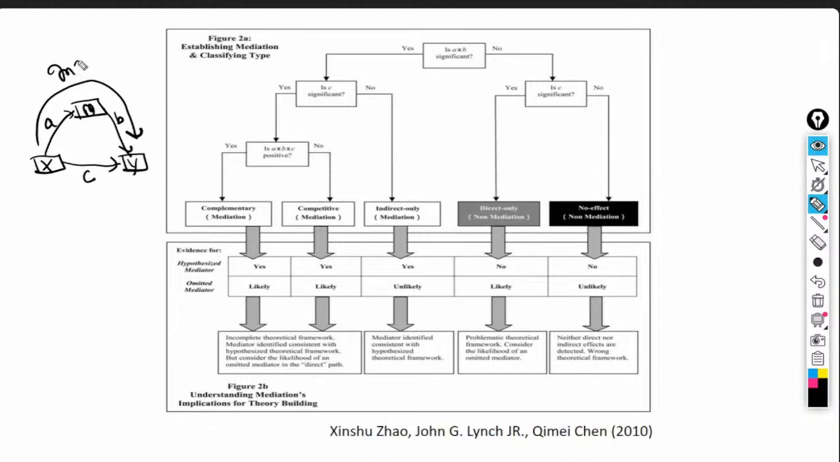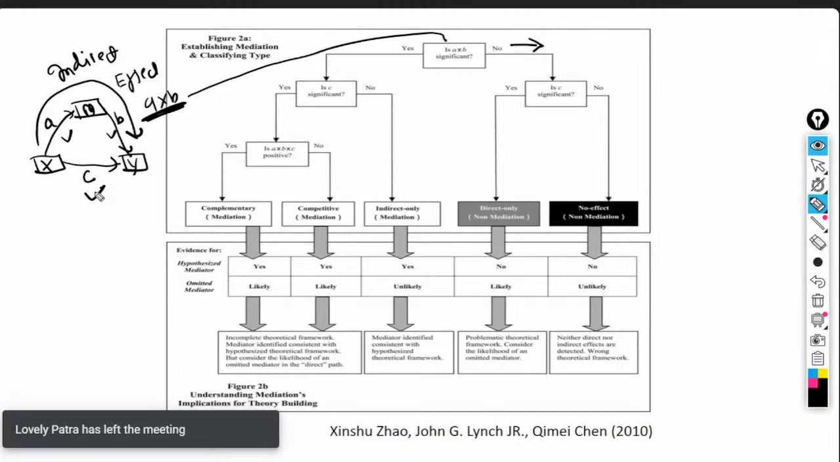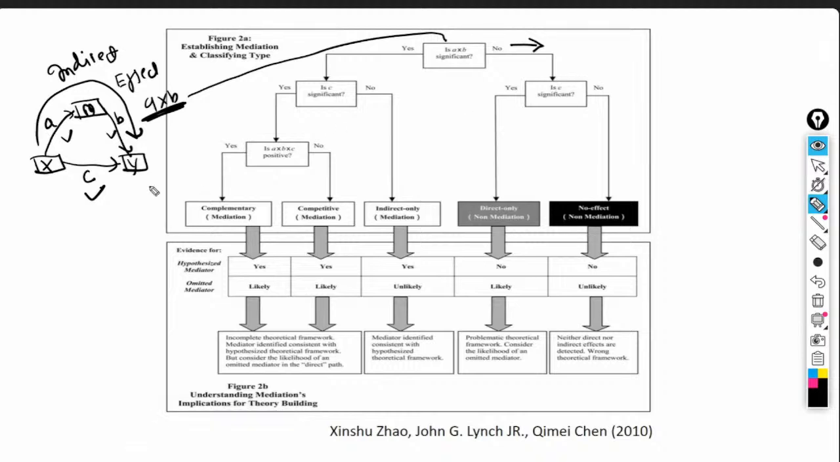This is our indirect effect. Indirect effect means A into B. Is this multiplication, the indirect effect A into B, significant? No. If it is not significant, then we will check whether the direct effect is significant. No, direct effect not significant. It means no mediation, non-mediation.